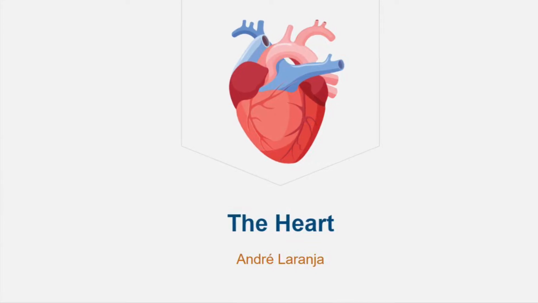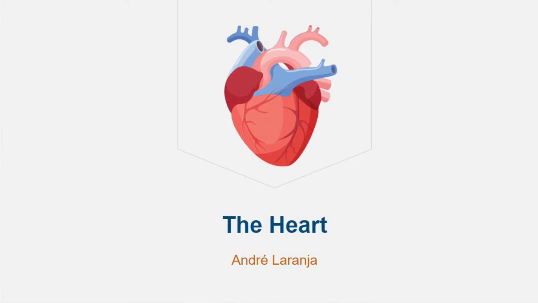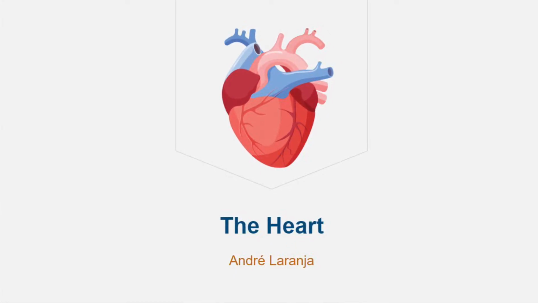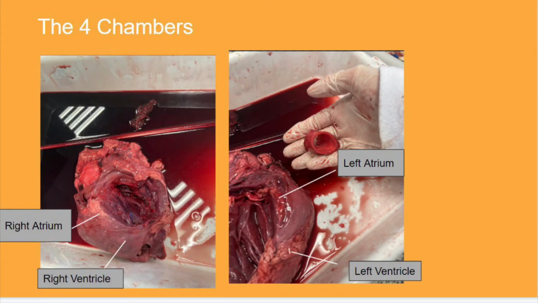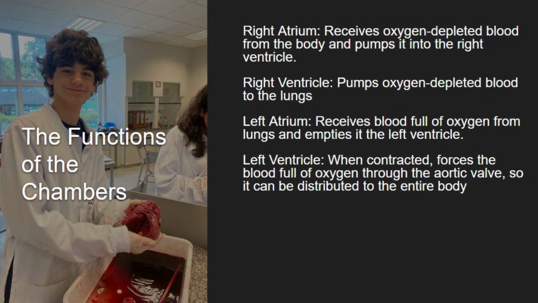The heart. The heart is the muscle at the center of your circulation system, and it pumps blood all around your body and is crucial for you to live. It has four chambers: the right atrium, the right ventricle, the left atrium, and the left ventricle. Each of these four chambers has a unique function.